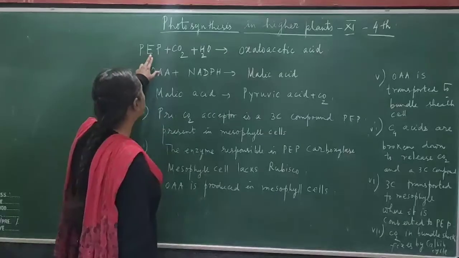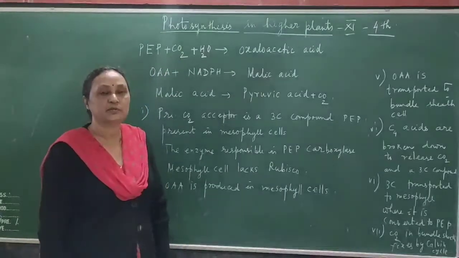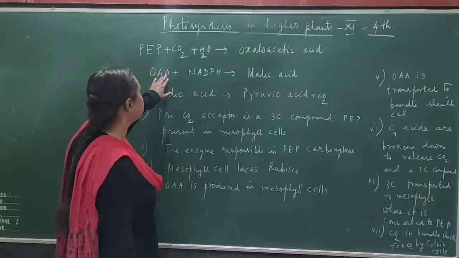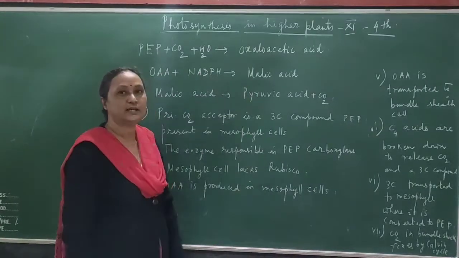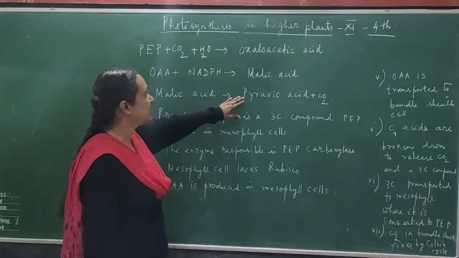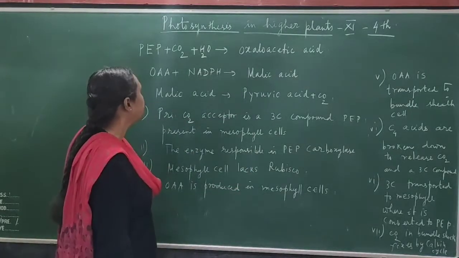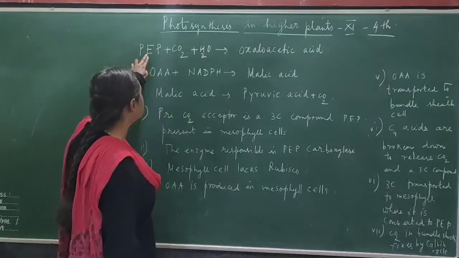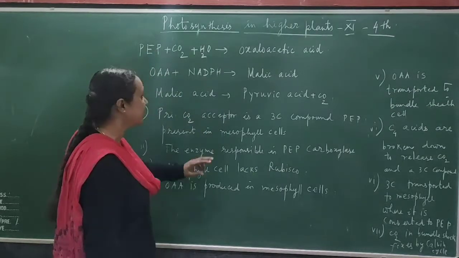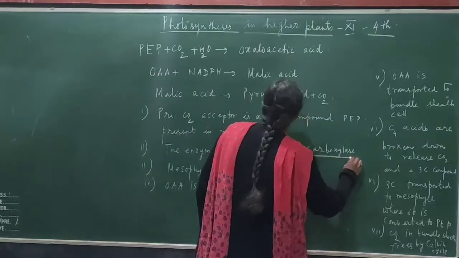So phosphoenol pyruvate plus carbon dioxide plus water can produce a 4-carbon compound, which is oxaloacetic acid. Then the oxaloacetic acid is converted into malic acid. Then the malic acid is converted into pyruvic acid, and carbon dioxide is liberated. So the primary acceptor is phosphoenol pyruvate, which is a 3-carbon compound, and the enzyme responsible is phosphoenol pyruvate carboxylase.